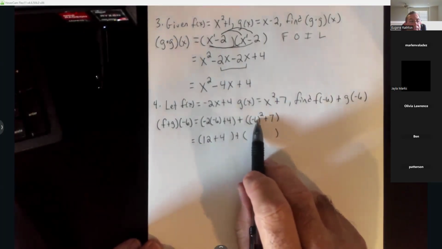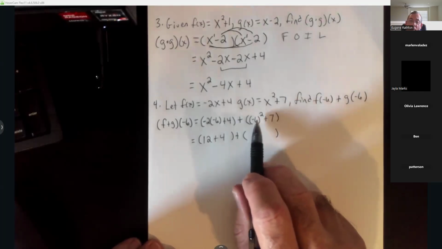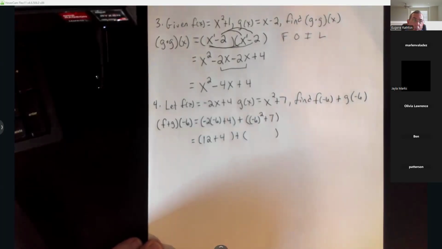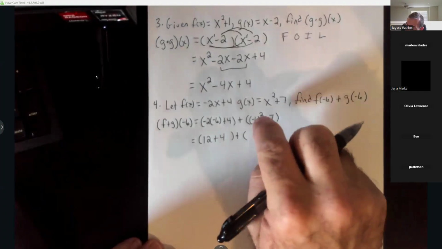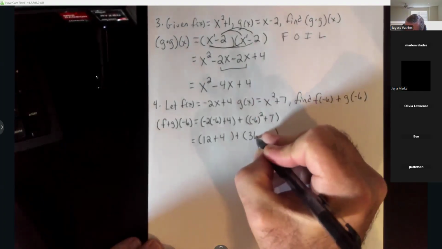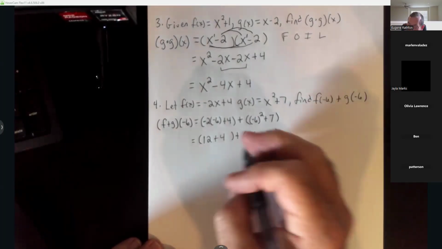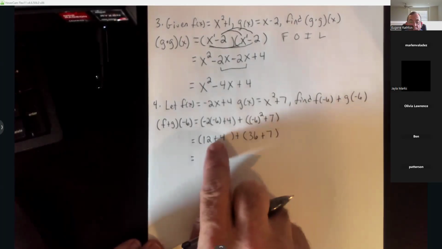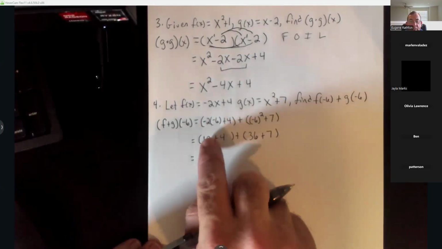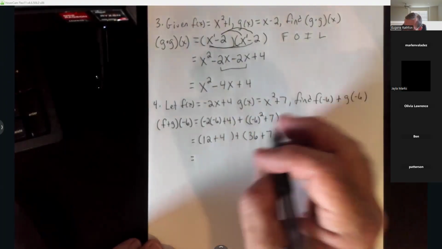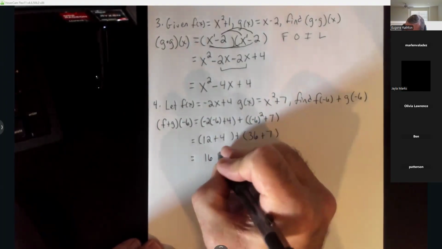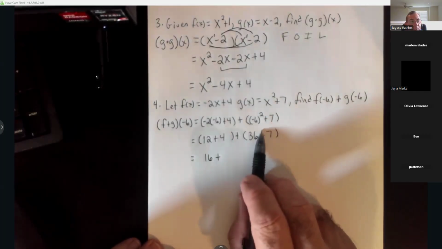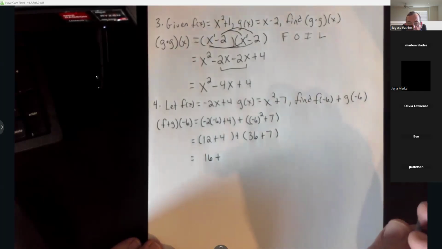Over here, negative 6 times negative 6. And y'all, I don't care what number you put in for an x. If it's being squared, it better come out positive. Because a negative times negative makes that a positive 36 plus my 7. So I've only got one move in each of the parentheses. So when I add this, I can drop parentheses. So 12 plus 4 is what? 16 plus 36 plus 7 in the second parentheses. What's that? 43.